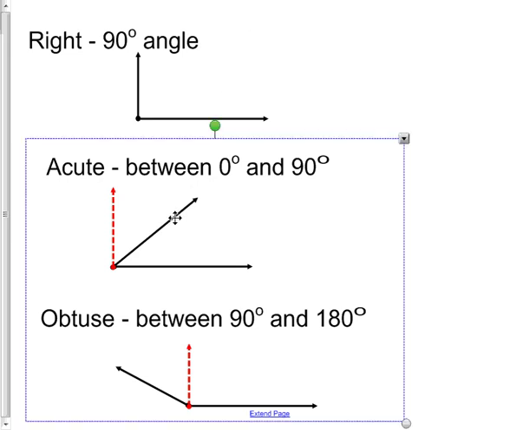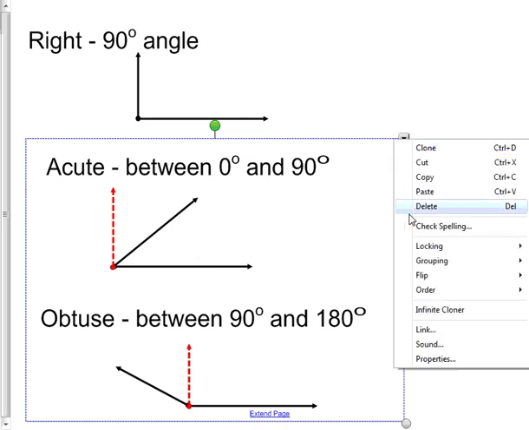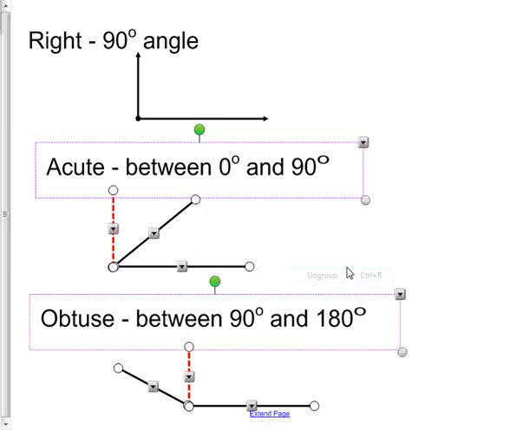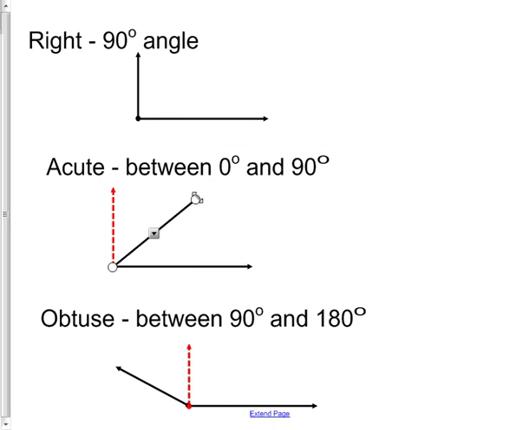So anywhere from down here, and let me actually ungroup these, show you what I mean. So anywhere, this would be a really small angle, like 3 or 4 degrees, to here, which would be about 89 degrees. So anywhere between 0 and 90, these are acute. And then obtuse, they're bigger than 90, so anywhere between 90 and 180. So anywhere from here to here, but not including 90 and 180. So those are obtuse angles.